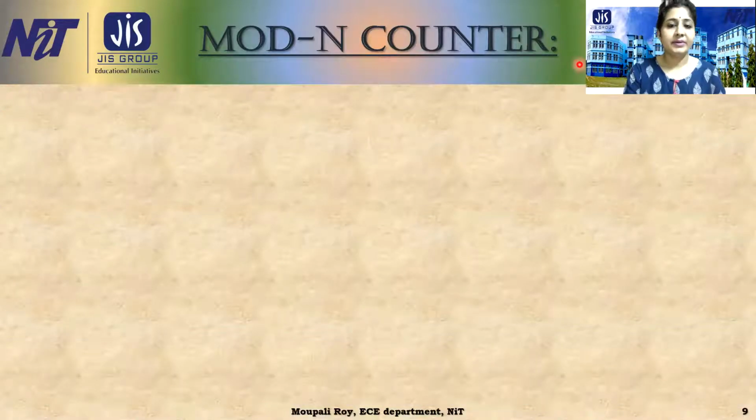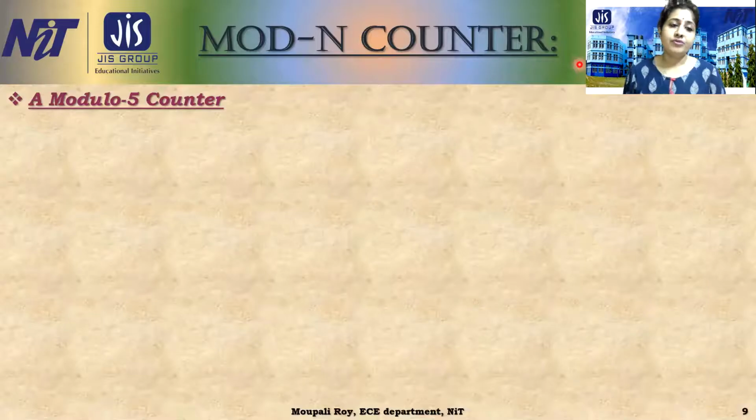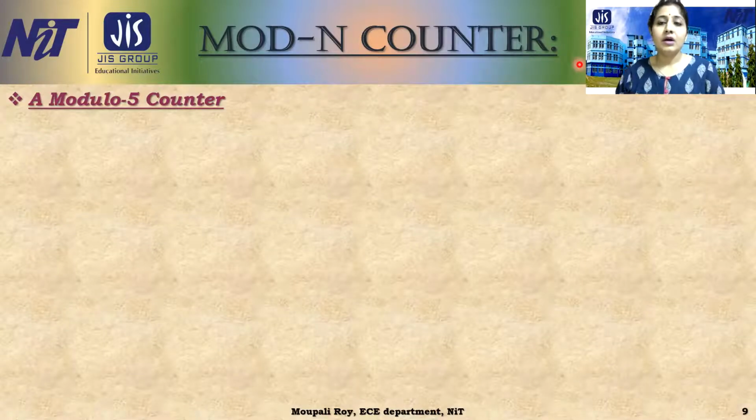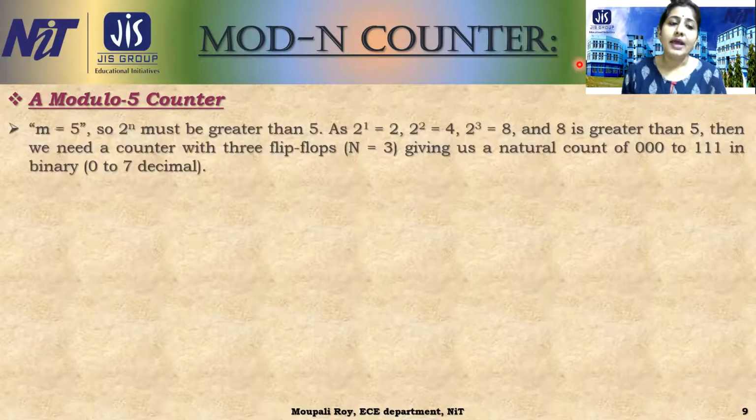So what happened? Mod 5 now. That means 2, 3, 3, 5. That means not like the N, mod M. Okay, let's start. For this one, M is equal to 5.